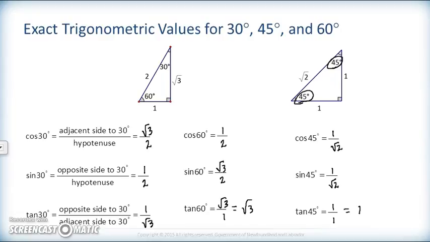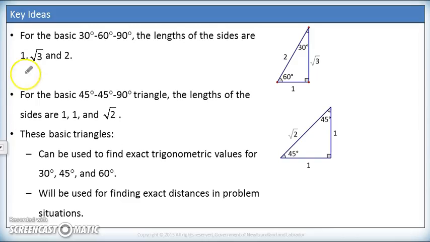In summary, for the basic 30, 60, 90 triangle, the lengths of the sides are 1, root 3, and 2, and you should memorize those lengths. For the basic 45, 45, 90 triangle, the sides are 1, 1, and root 2. Make sure you memorize those. And these basic triangles can be used to find the exact trig values for 30, 45, and 60.